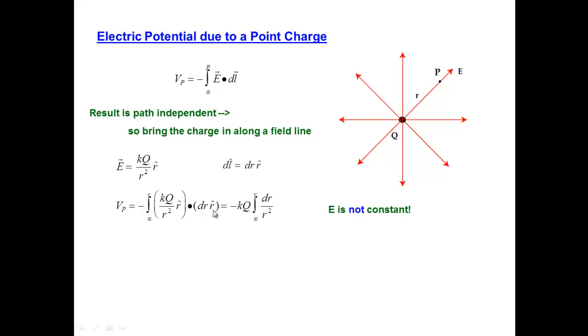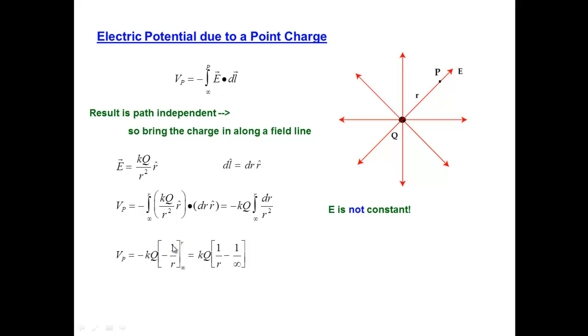product of r hat and r hat is just 1, right? So we're left with kq dr over r squared. And the kq are constants that can come outside the integral. So minus kq, integral from infinity to r of dr over r squared. And we know how to do that integral. That's an easy integral to do. That just gives us negative 1 over r, evaluated between r and infinity. So the two minus signs cancel, and we get kq.